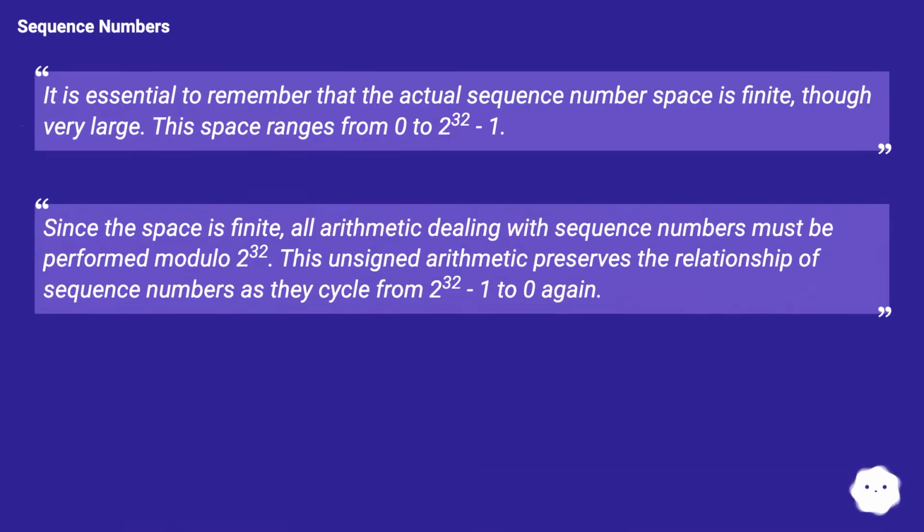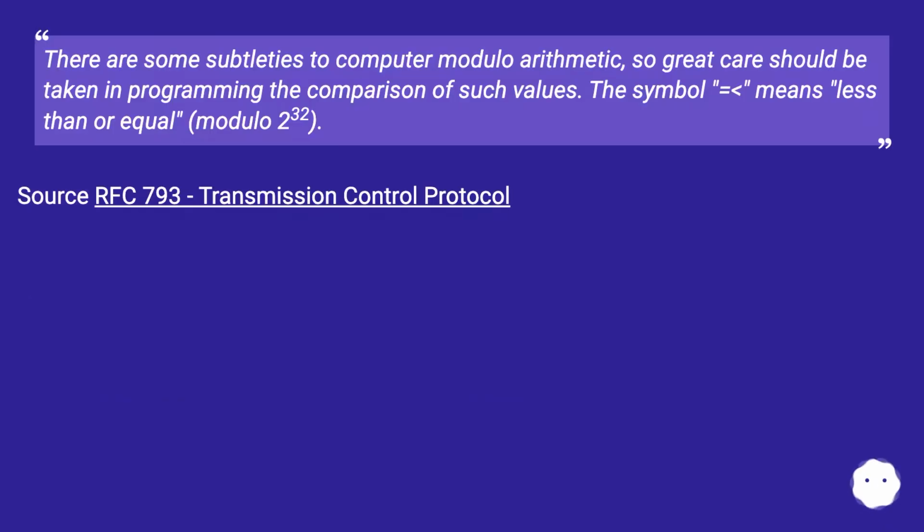Sequence numbers. It is essential to remember that the actual sequence number space is finite, though very large. This space ranges from 0 to 2^32 - 1. Since the space is finite, all arithmetic dealing with sequence numbers must be performed modulo 2^32. This unsigned arithmetic preserves the relationship of sequence numbers as they cycle from 2^32 - 1 to 0 again. There are some subtleties to computer modulo arithmetic, so great care should be taken in programming the comparison of such values. The symbol "=<" means less than or equal, modulo 2^32. Source: RFC 793, Transmission Control Protocol.